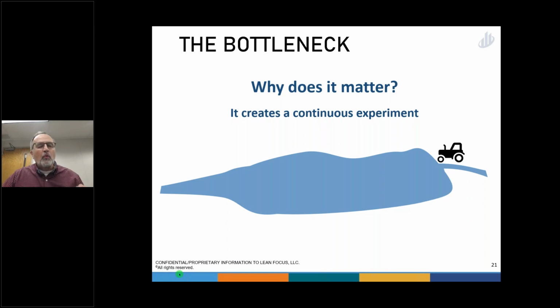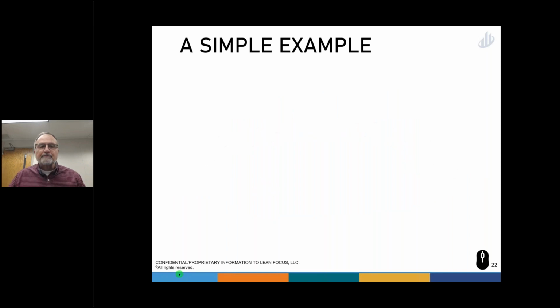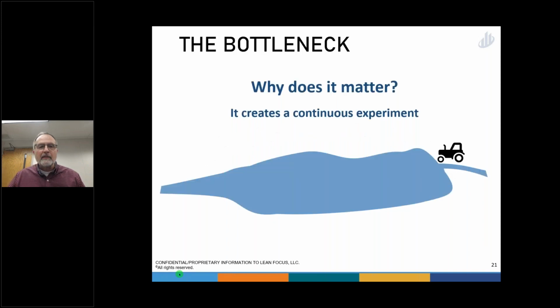Why does it matter? Why is the bottleneck so incredibly important for the highly technical things we do, even though I'm illustrating them with a tractor? It's because thinking in the bottleneck gives you a continuous experiment. You see, if I go work where the bottleneck is, I watch the bottleneck release and I watch the flow.